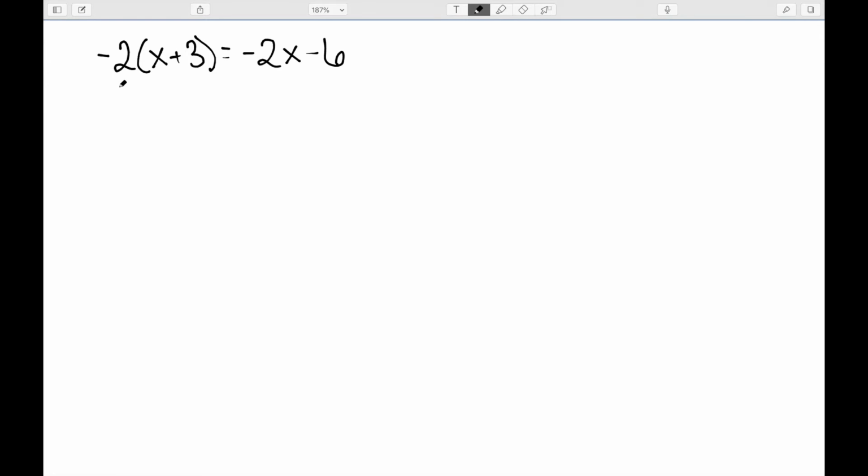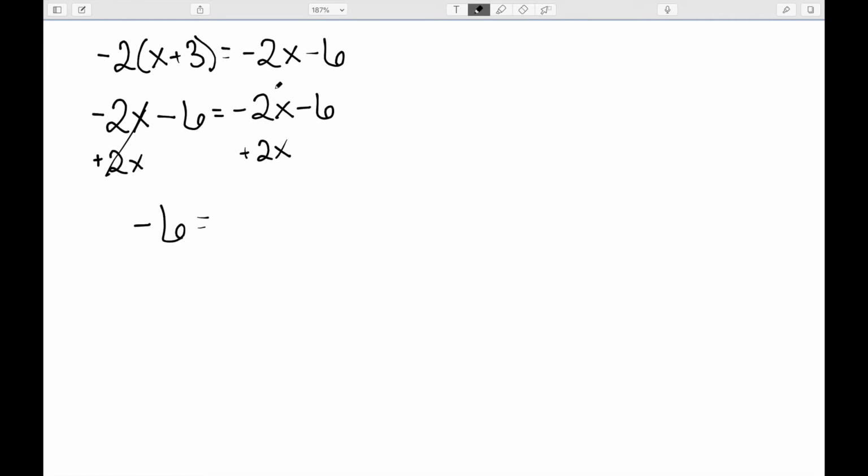What about this one? Negative 2 times (x + 3) equal to negative 2x minus 6. Let's start by simplifying. Negative 2 times x is minus 2x. Negative 2 times 3 is minus 6. Now, when I try to add 2x to both sides to get the variables together, the left-hand side becomes negative 6. The right-hand side is negative 6.